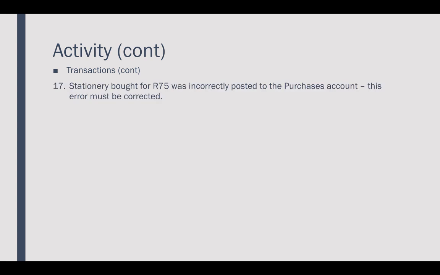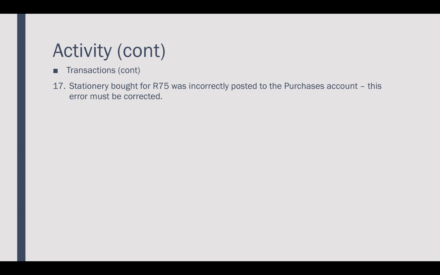Number 17. Stationery bought for R75 was incorrectly posted to the purchases account. This error must be corrected. At the end of the day, your profit would still be correct because both purchases and stationery are expenses. However, it's going to make a difference to what your gross profit looks like. And it's also very important generally just to make sure that all your expenses and incomes are correctly recorded, so that if any stakeholders are looking at the statement of income, they are able to correctly identify the reasons for profits increasing or decreasing. And therefore, you do need to correct this error.